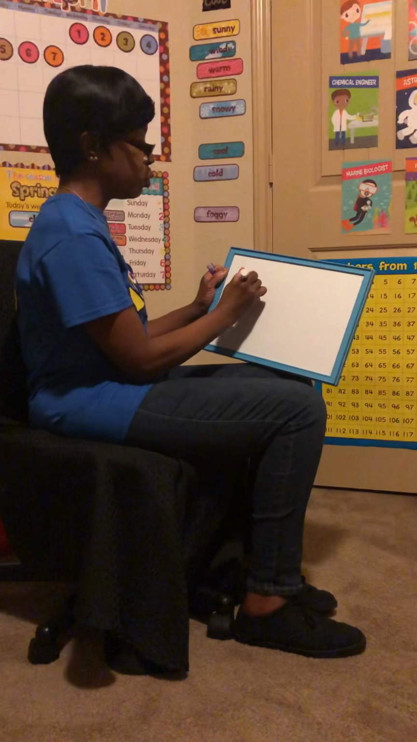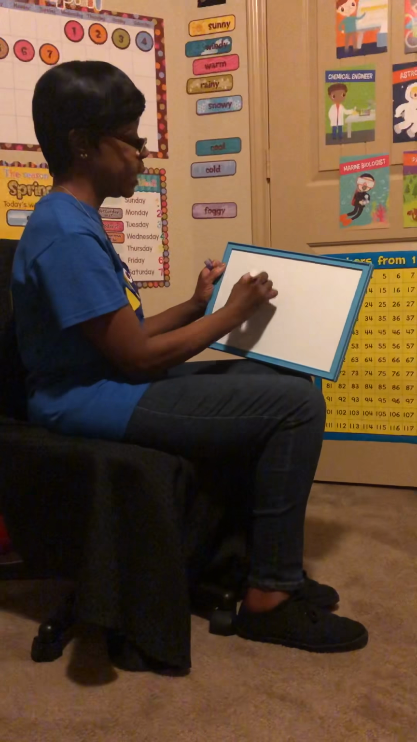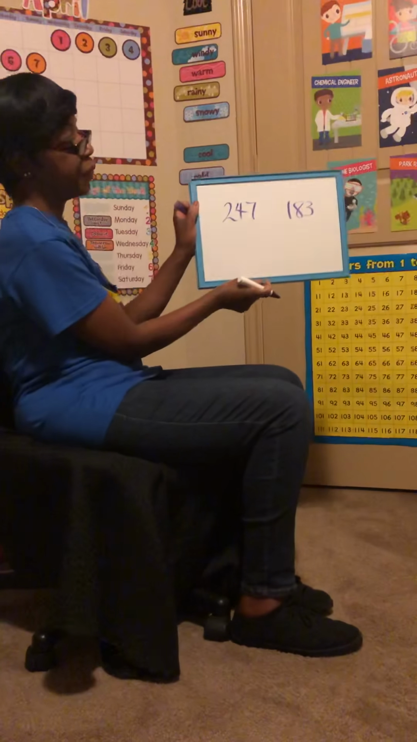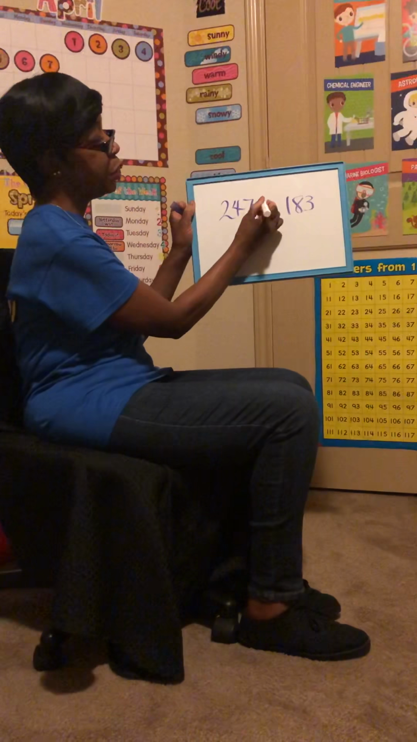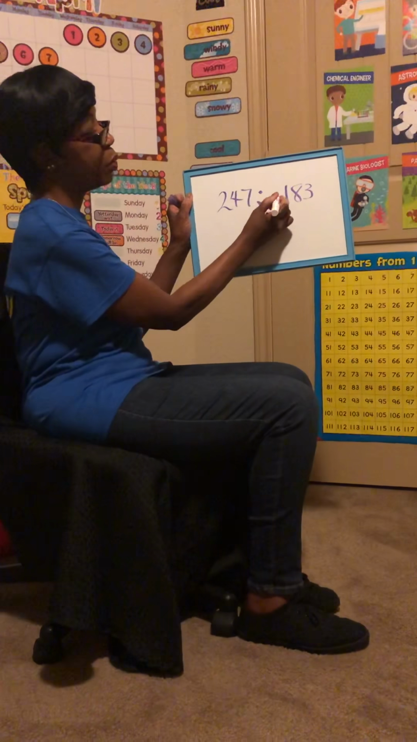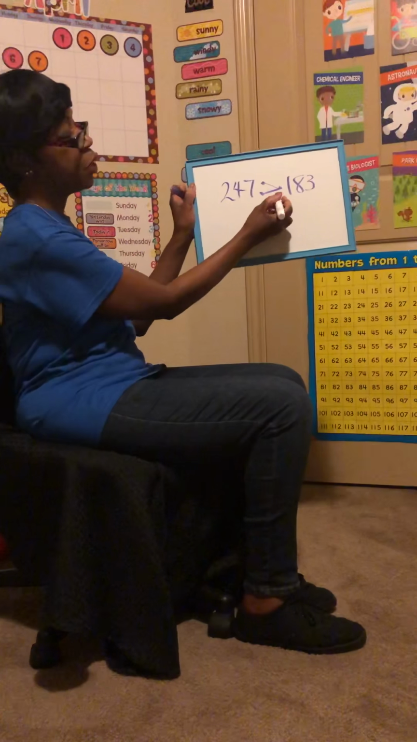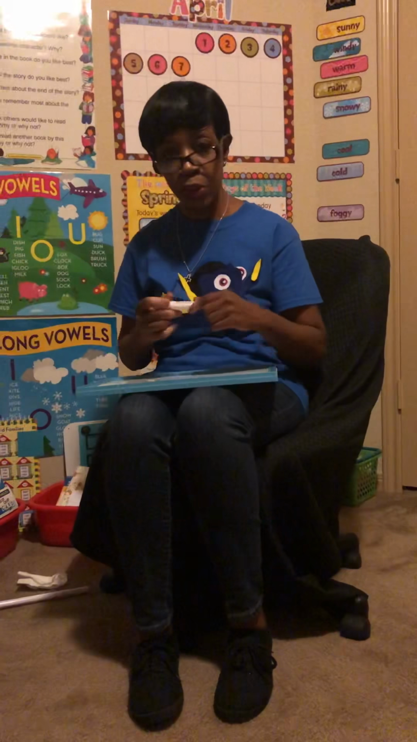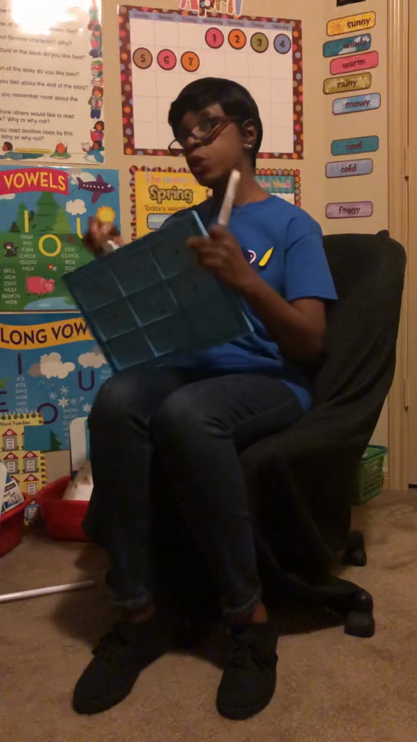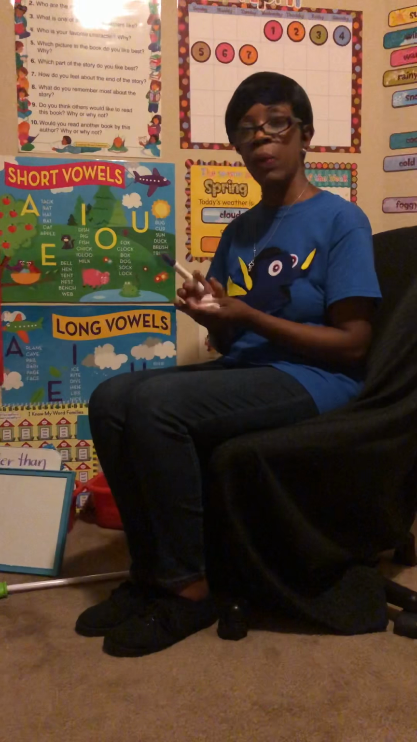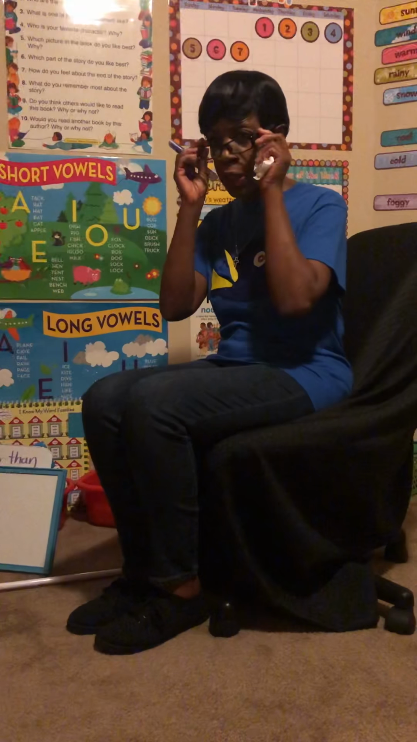Let's put our thinking caps on. 247 and 183. Find the biggest number, put two dots. Find the smallest number, put one dot. Connect the dots. 247 is greater than 183. Boys and girls, I hope that you understood about comparing numbers with symbols. So what you're going to do is I'm going to give you something to do online, and I would like you to post, and I want some very neat work.